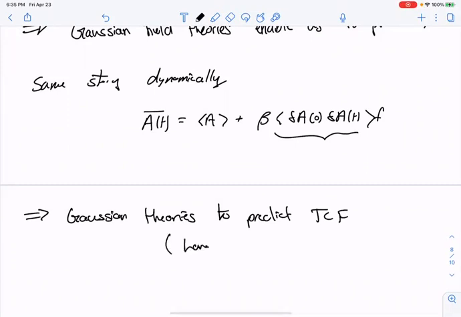Those were like our Langevin equation. That was a Gaussian theory for the dynamics of a system that would let us compute something like the velocity-velocity autocorrelation function, or the position-position autocorrelation function, even in a complex system with many interacting degrees of freedom.